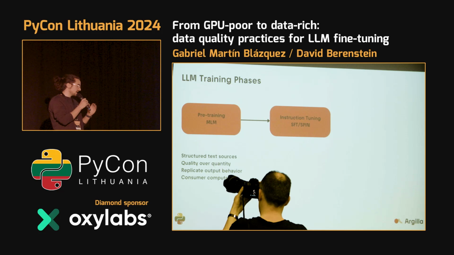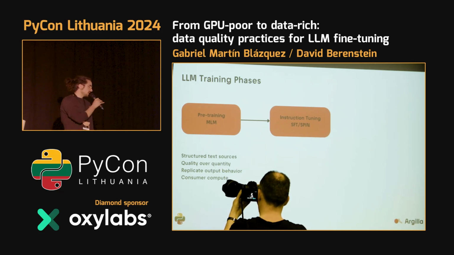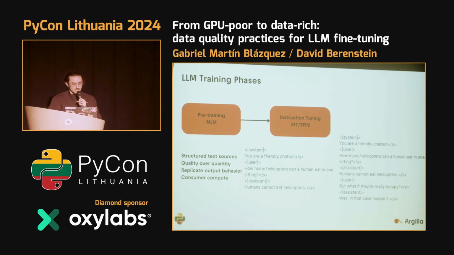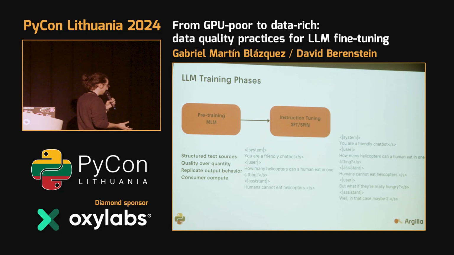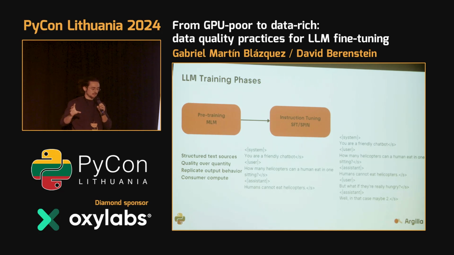But usually we have a second phase that is called instruction tuning or supervised fine-tuning, in which what we want is for the LLM to learn a specific task. And we usually have a dataset, which is an instruction and a desired response, and usually is created by humans, but this is not completely true, as we will see later.